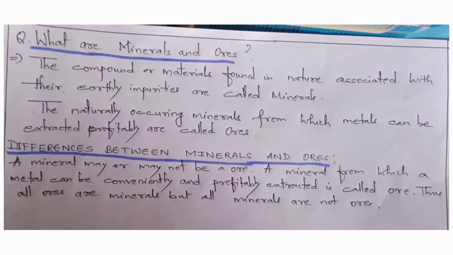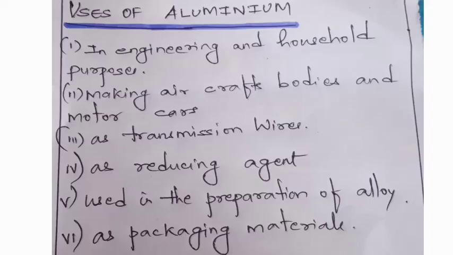And if we are asked the difference between minerals and ores, we can say that a mineral may or may not be an ore. A mineral from which a metal can be conveniently and profitably extracted is called an ore. Thus, all ores are minerals, but all minerals are not ores. Let us explain this with an example. Aluminium has many minerals, that is kaolin, bauxite, cryolite, etc. But it is extracted only from bauxite. So, bauxite is an ore of aluminium but not kaolin.